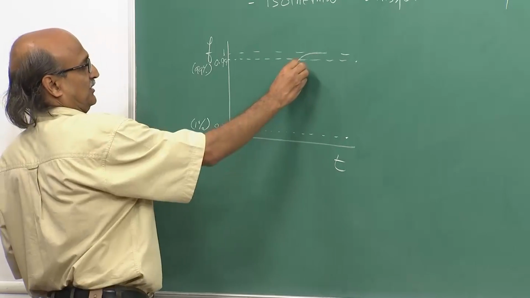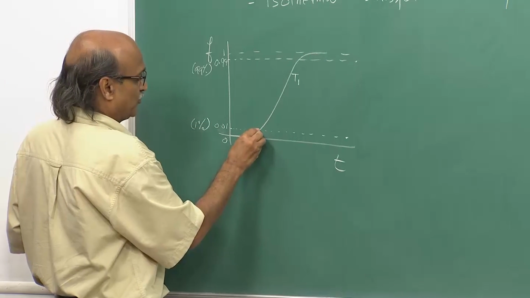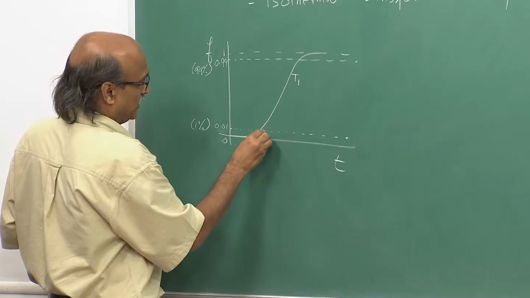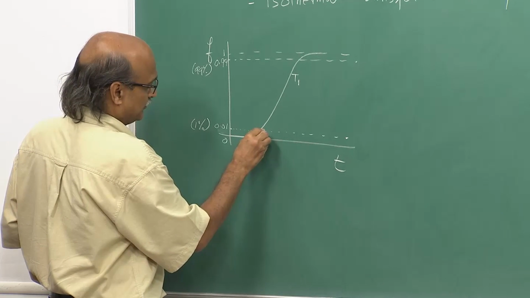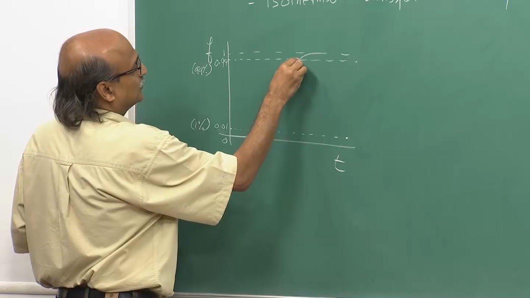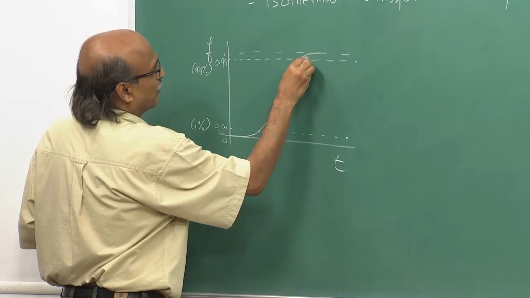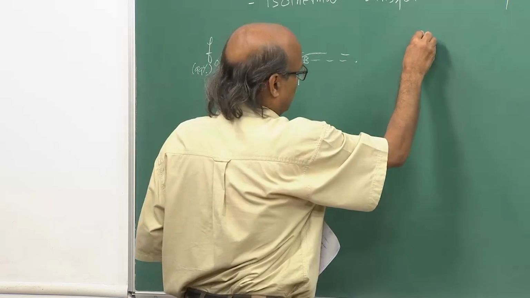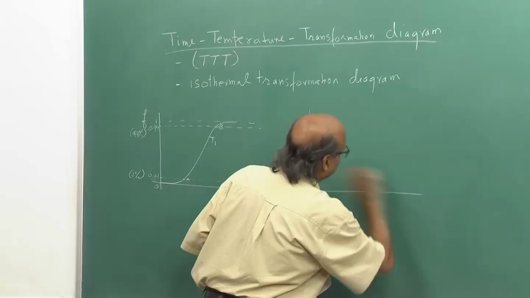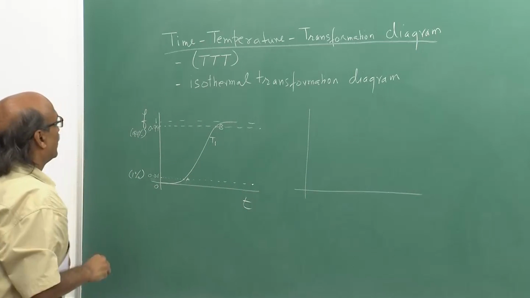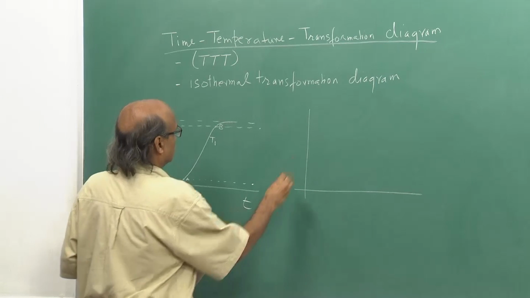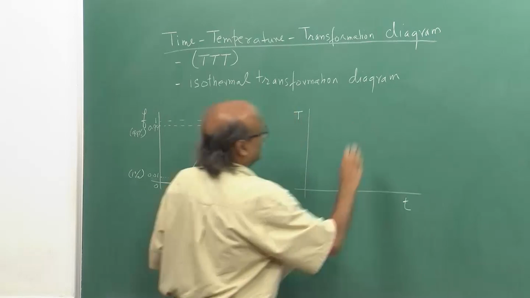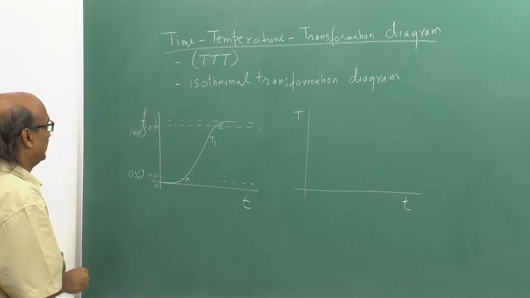So, on this sigmoidal curve, I have 2 points. The start of the transformation, let me call that point A, and the end of the transformation, the point on the curve, let me call that point B. Now, side by side, let me draw this time temperature transformation diagram. So, the vertical axis is temperature, the horizontal axis is time.